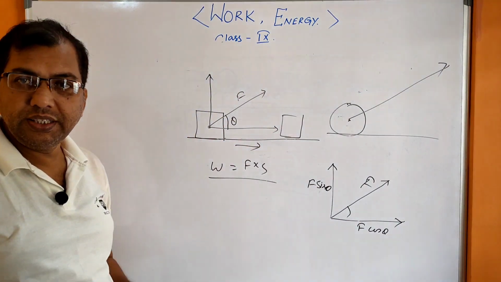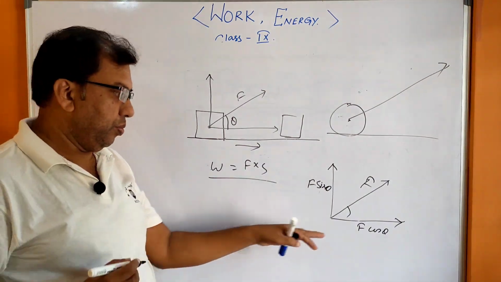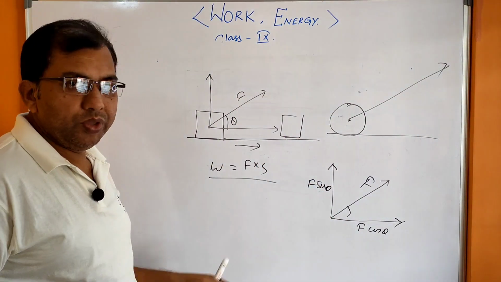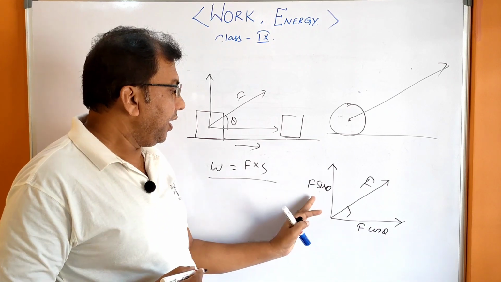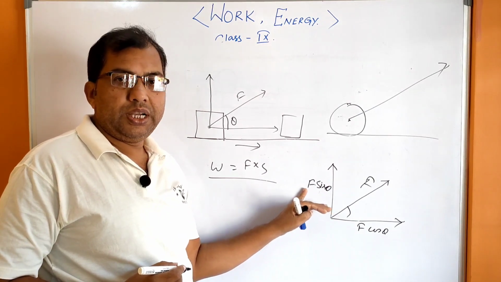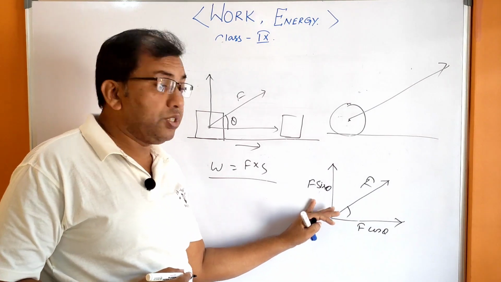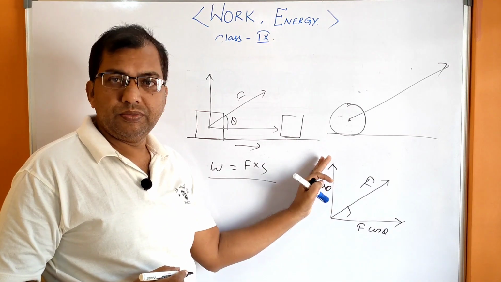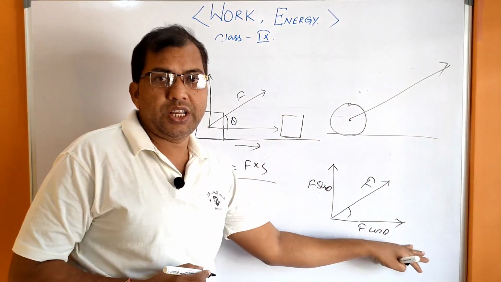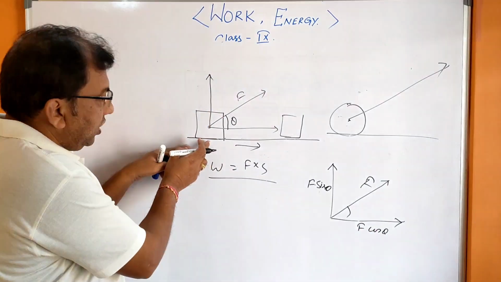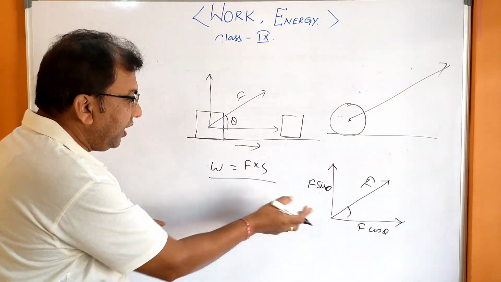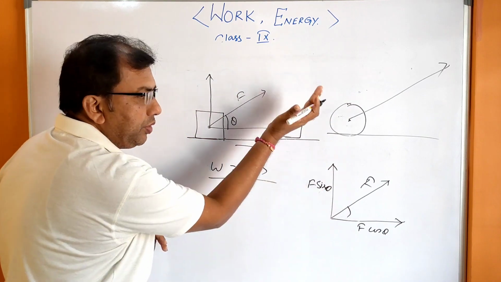How will this come? Cos theta and sin theta are in Class 10, in trigonometry. I have already discussed it in the chapter. Look in the description box. So F cos theta and F sin theta, these two components act there. The F sin theta does not produce any displacement of the block in the upward direction. So only the force F cos theta displaces the block.